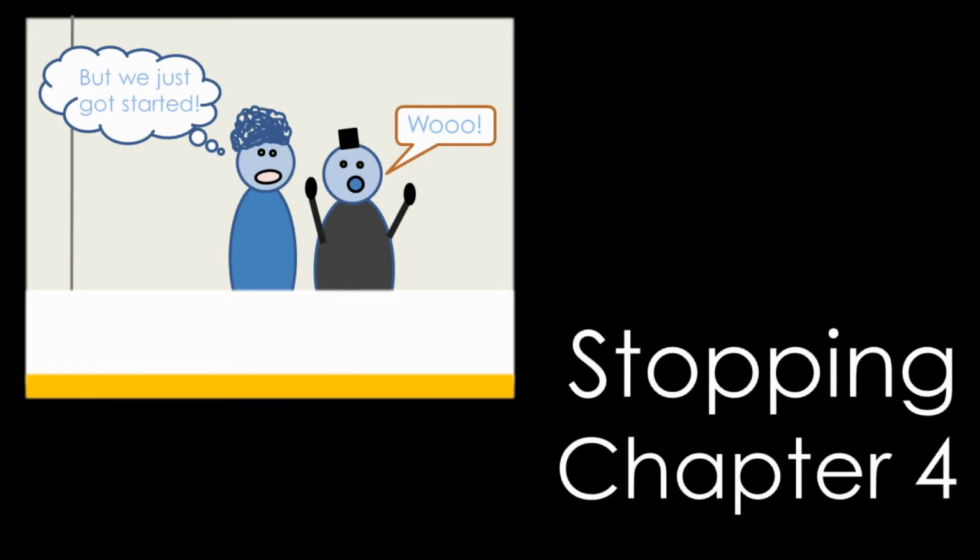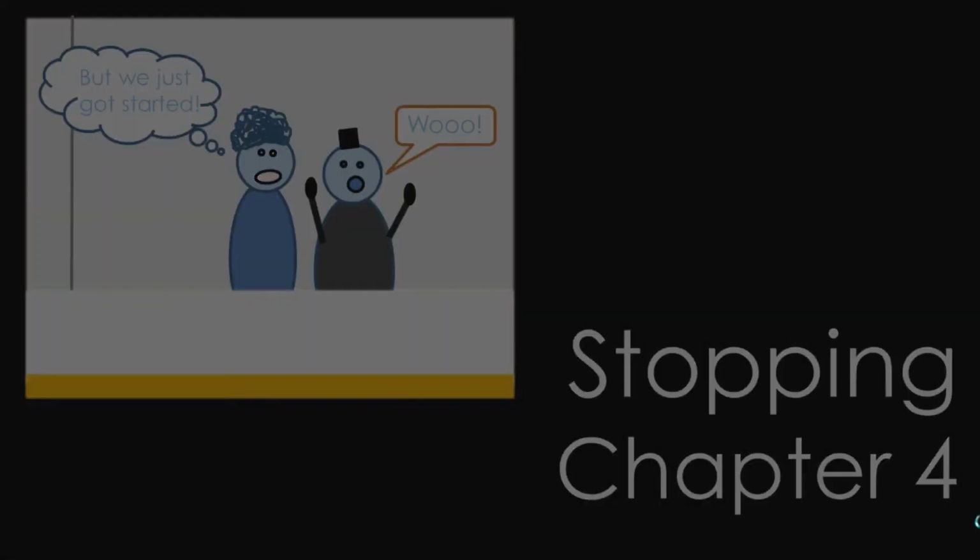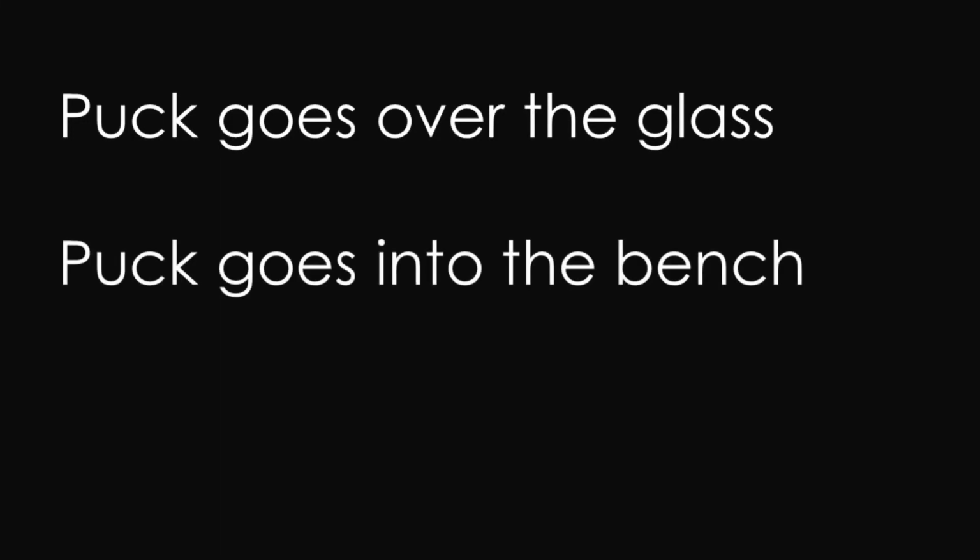For example, if the puck goes up and over the glass and into the crowd, or over the boards and into either bench, play is stopped and there's a face-off at the spot closest to where the puck was shot from. This also includes if the puck goes over the glass behind the goal and into the net up there.